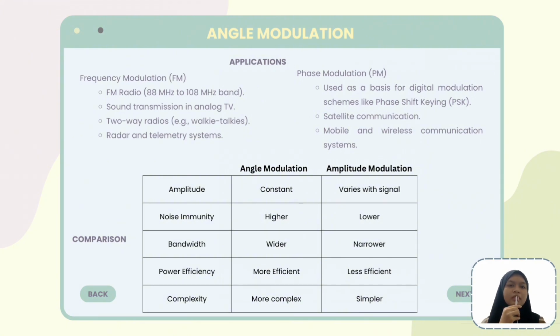Okay, so this is a comparison between angle modulation and amplitude modulation. Angle modulation has constant amplitude, while amplitude modulation varies with signal amplitude. Angle modulation has higher noise immunity than amplitude modulation. Angle modulation has wider bandwidth than amplitude modulation. Angle modulation has more efficient power than amplitude modulation. And last, angle modulation is more complex than amplitude modulation.